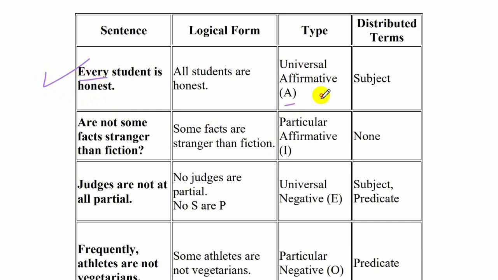Every student is honest. Every means all. A-type proposition. All students, you cannot write is. All students, because you have to write S, it becomes plural. All students are honest. Universal affirmative A-type. Again, subject is the distributed term. This is correct. In A-type, subject is distributed.